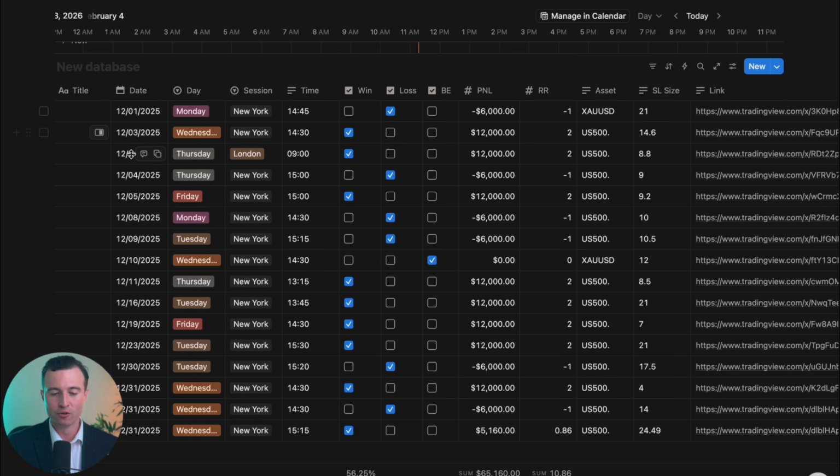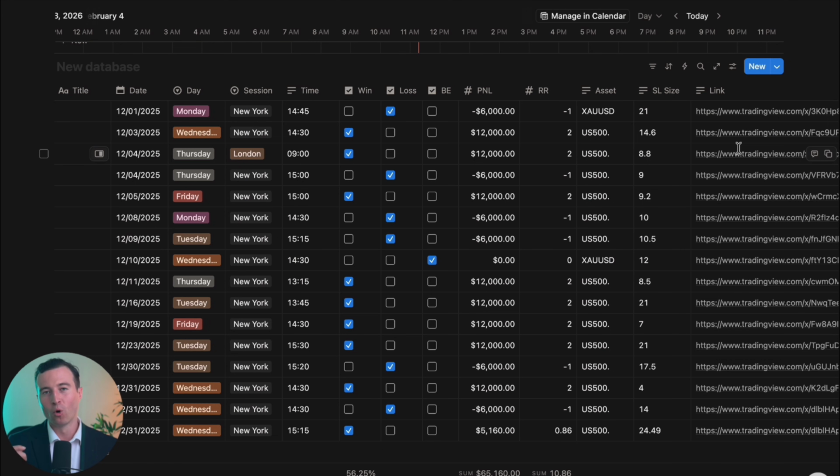As you can see right here, in terms of data and what I'm plotting, we have the date of execution, the day of the week, the session of the kill zone. There was only one trade that was actually taken in London, and that's what I was saying: the majority of our trades do happen in New York. We have the time of execution, this is the UK time, and then you have win, loss, break even, P&L, the R multiple, the asset that you're trading, the stop loss size, and the link to the trades.